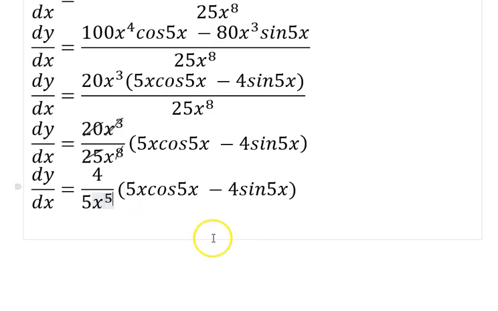Beautiful. So this is our final answer. 4 over 5x raised to power 5, times 5x cos 5x minus 4 sin 5x. It is very easy and straightforward. You can always pause, rewind this video for better clarification and understanding.